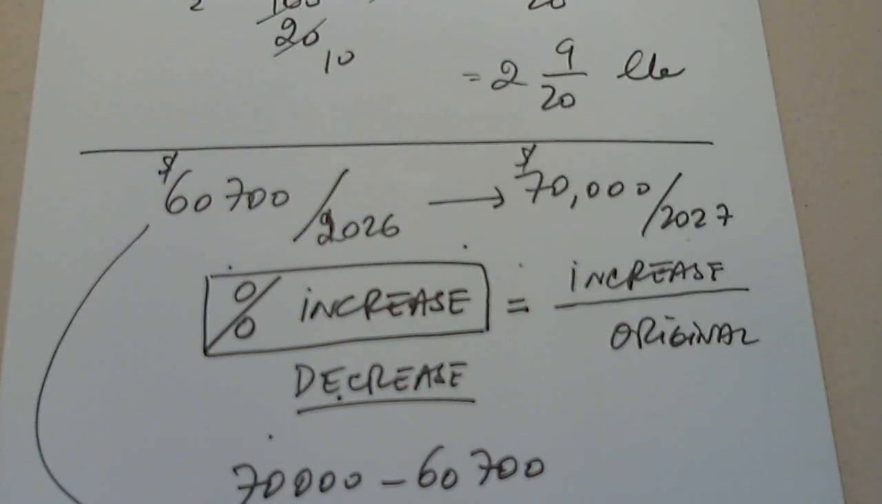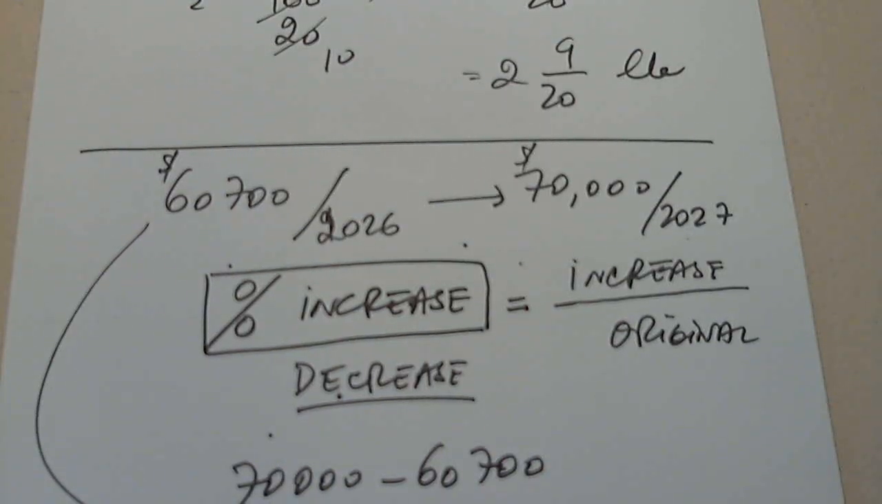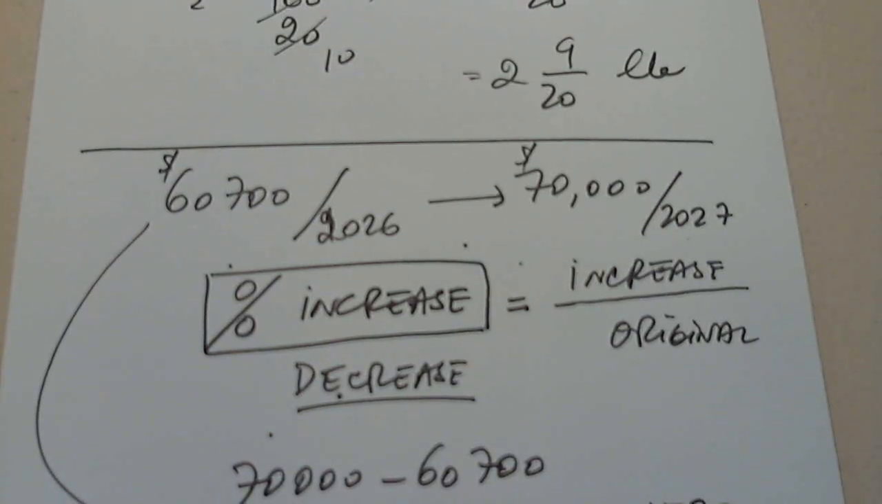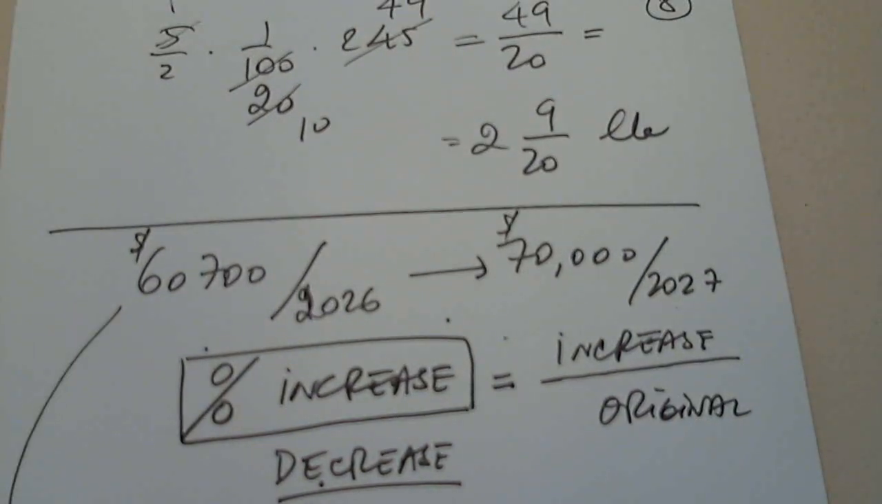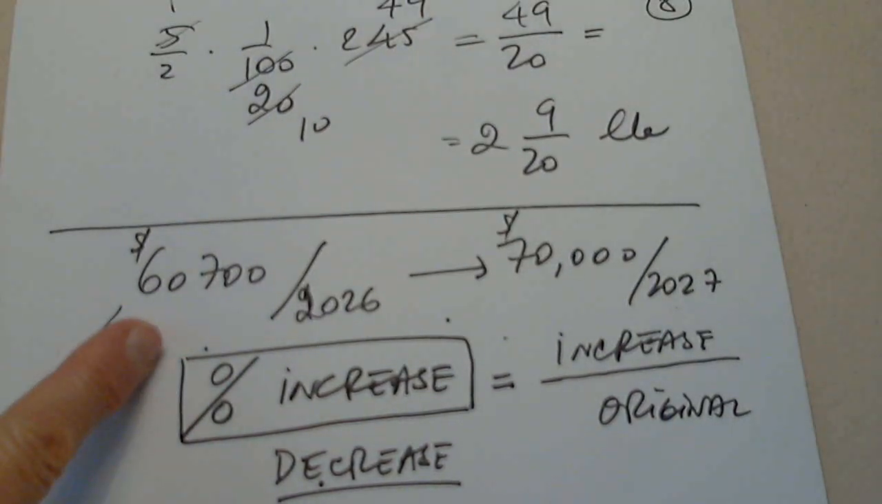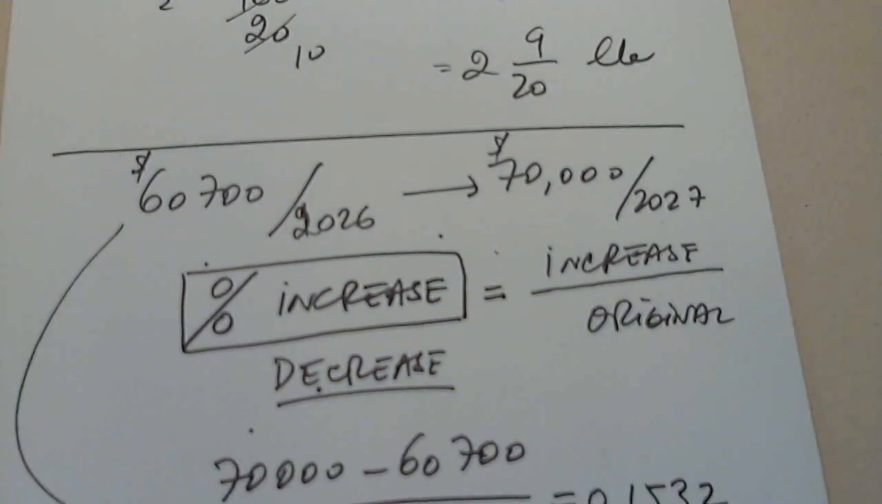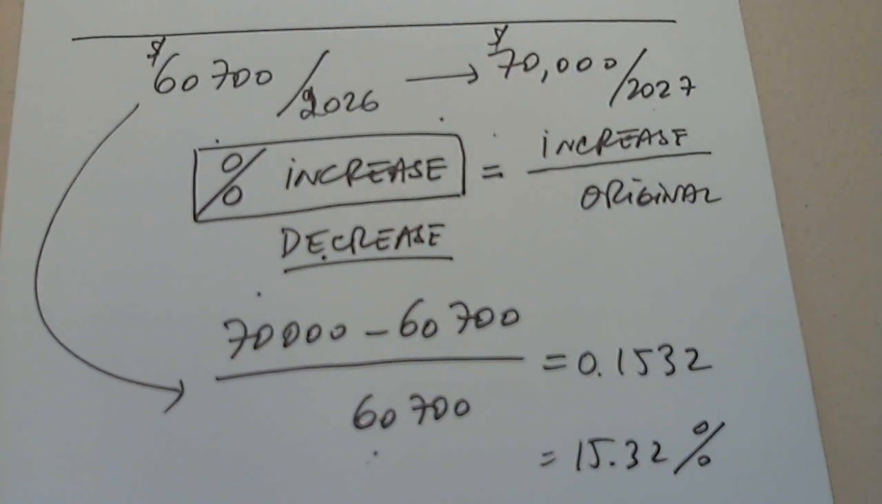So this is 0.15. Let's say I'm going to write 0.1532. Can anyone change this into a percent so we know what is the percent increase? 15.3. Yes, indeed. 15.32% increase. So what does this mean again? If you apply 15.32% to this, you will get 70,000. The same thing with a decrease. Okay? Good.